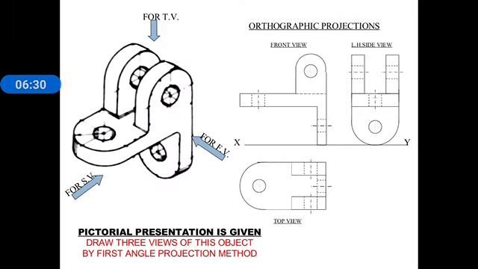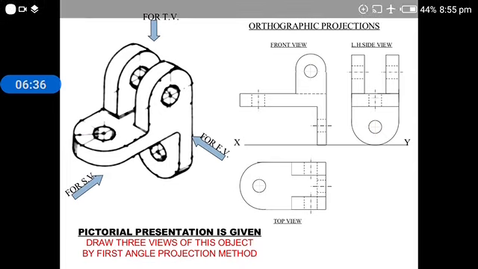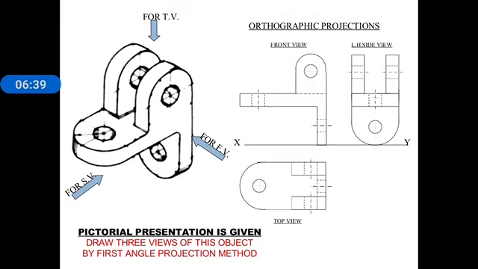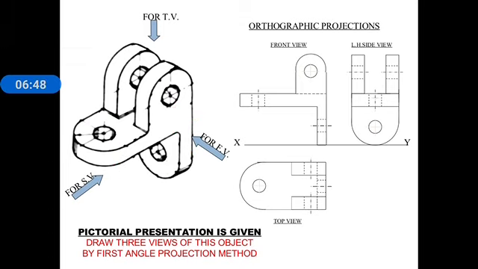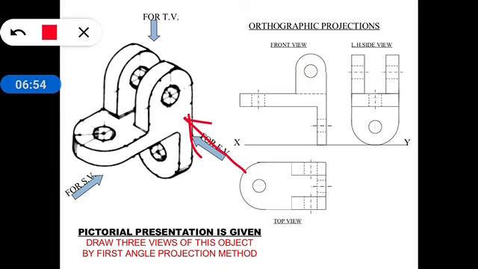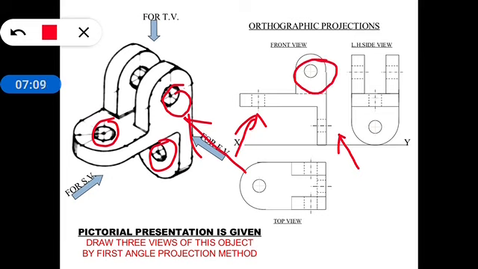This is a more complex object compared to the previous one. These are drill holes. We can see 4 holes here, and in the front view we can see only these holes, and we are unable to see these 2 holes. That's why these 2 holes are shown as dotted lines, and this hole is in solid line, and these are the center lines of the holes.